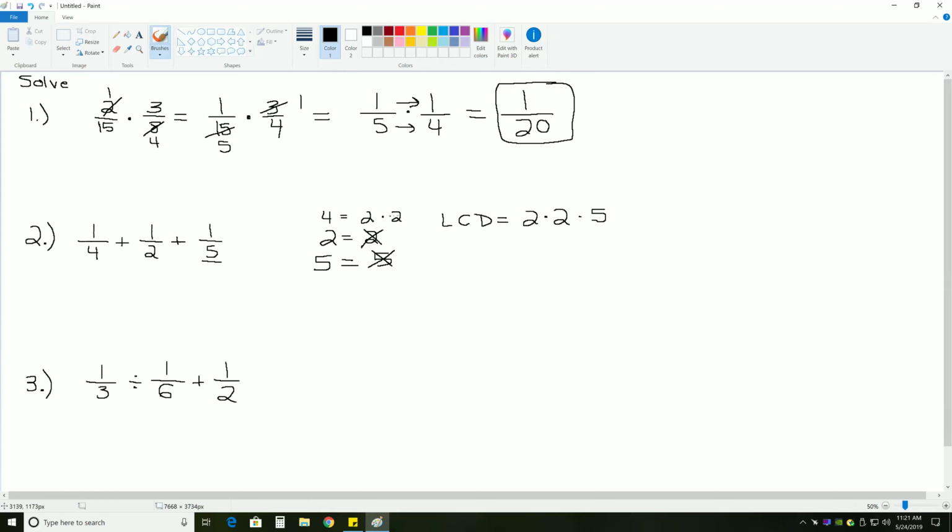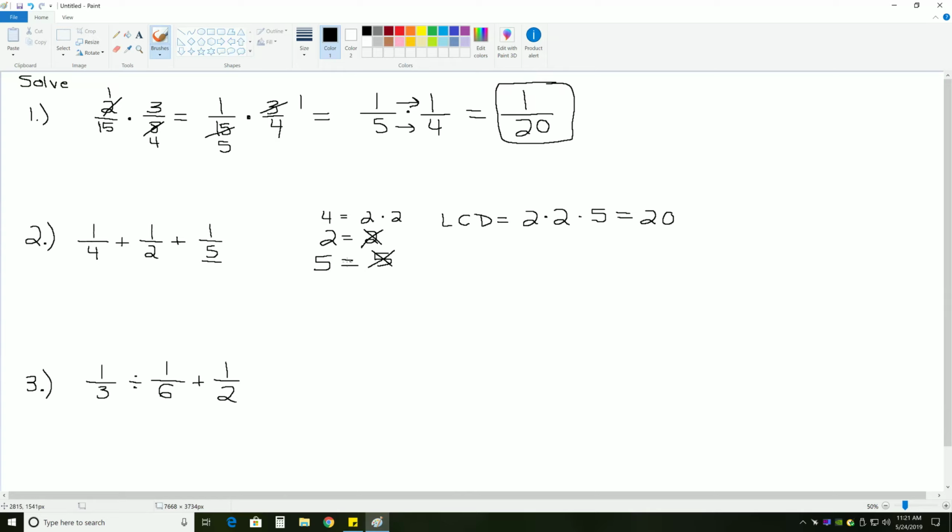Now we've taken care of all of our possible prime factors that could go into our LCD, meaning that our least common denominator, or LCD, is the same thing as 2 times 2 times 5. And if you multiply that out, 2 times 2 is 4, times 5 is 20. So, that's one way to find the LCD, and it's definitely going to be one of the fastest ways.